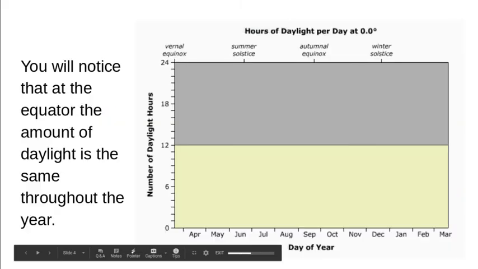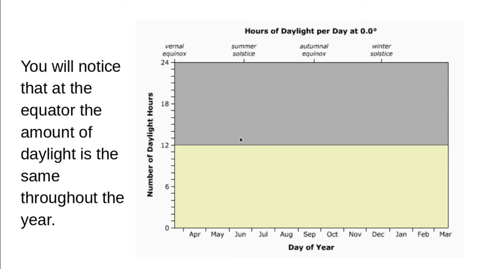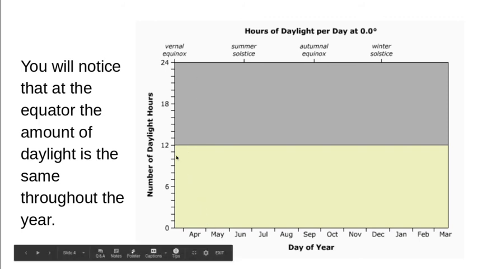So these are some of the graphs you will be looking at that I put right in the Go formative. So here is the graph for equator daylight hours, and you'll notice that they have 12 hours of daylight, 12 hours of night at the equator pretty much all year long.